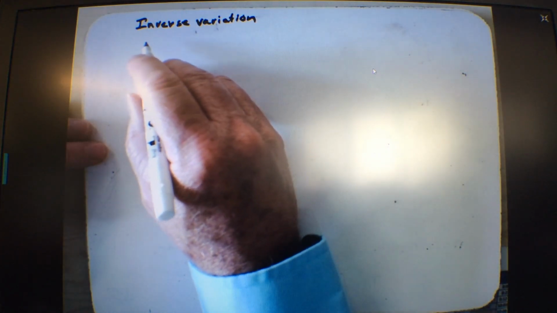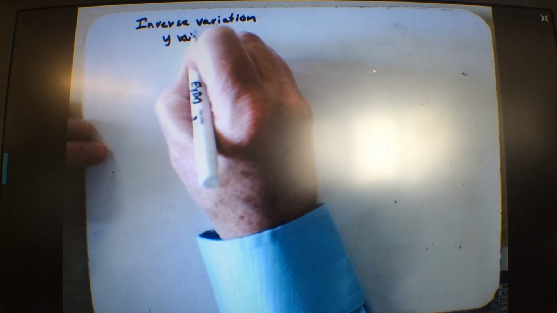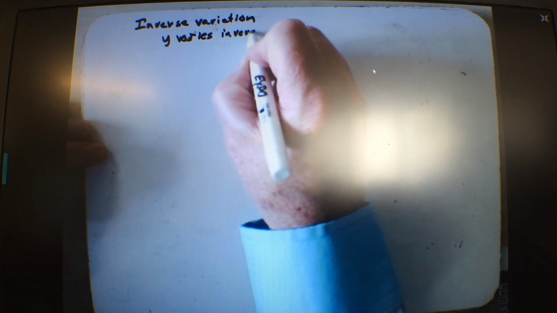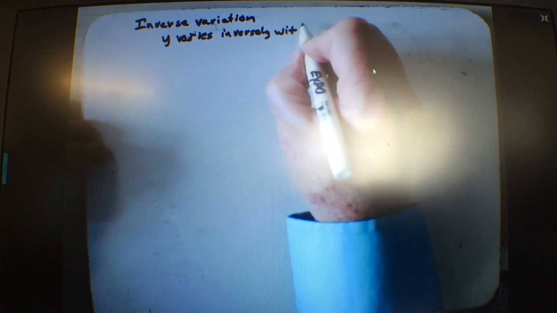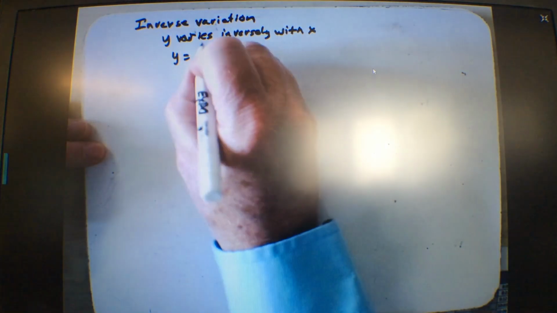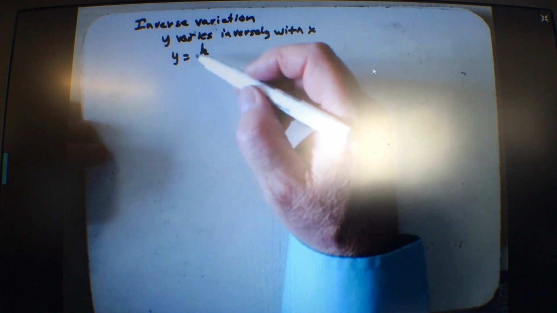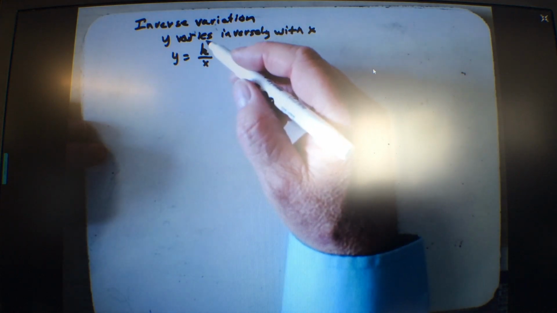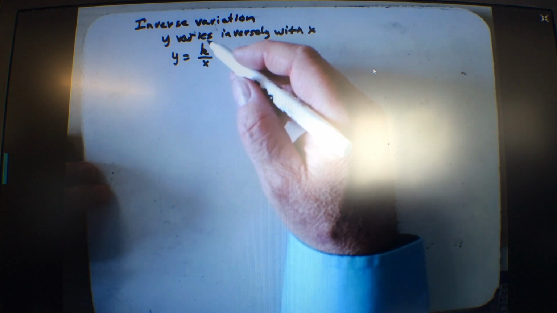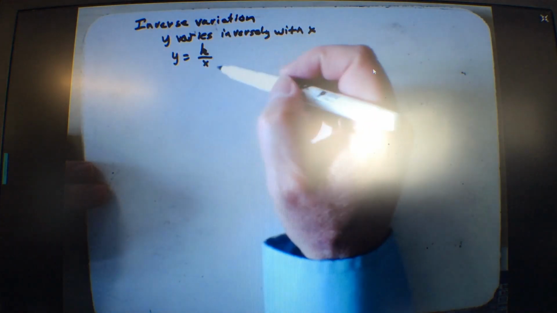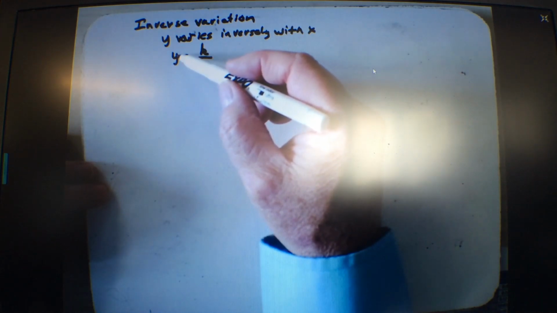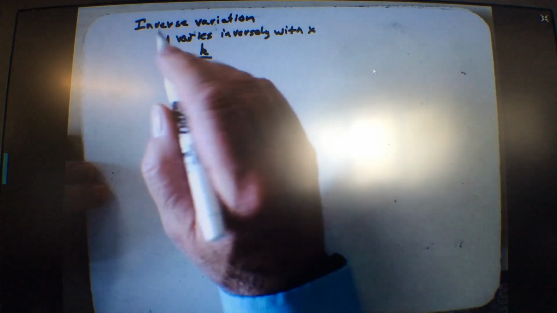So as one number goes up, the other number goes down. But we still have a constant of variation. So if I say y varies inversely with x, then I say y equals k over x. And it's a fraction. Okay? Will it always be a fraction? Yes, if it's inversely. Because as x gets larger, y gets smaller. Okay? All right?